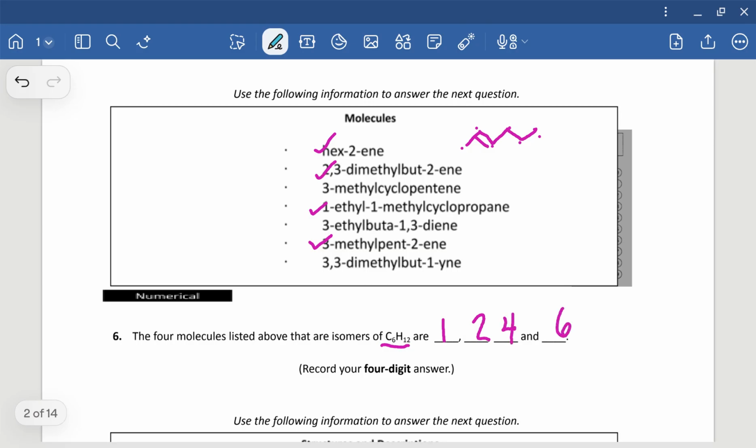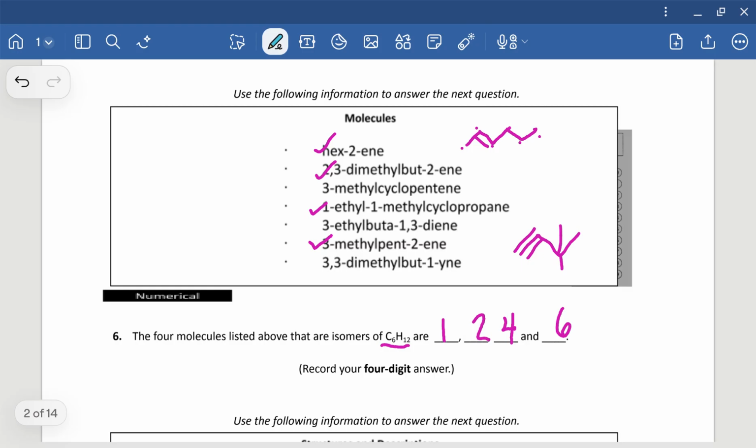But yes, just draw them all out and confirm. Like if I just looked at that last one, 3,3-dimethylbut-1-yne. So but would be 4 carbons. On carbon 1, you have your triple bond. On carbon 3, you have methyl groups. So we can count our carbons, there's 6 of them.